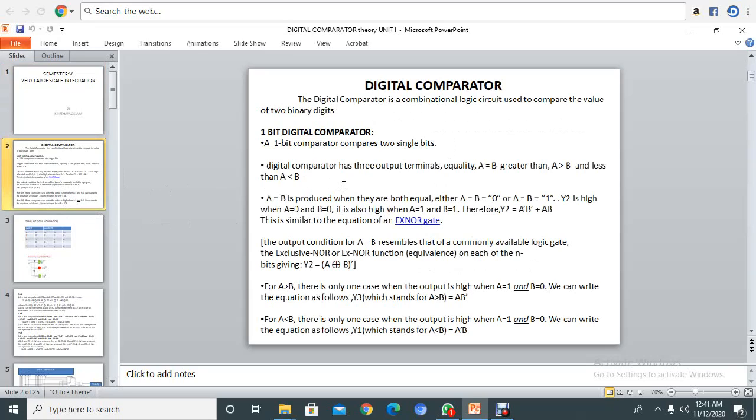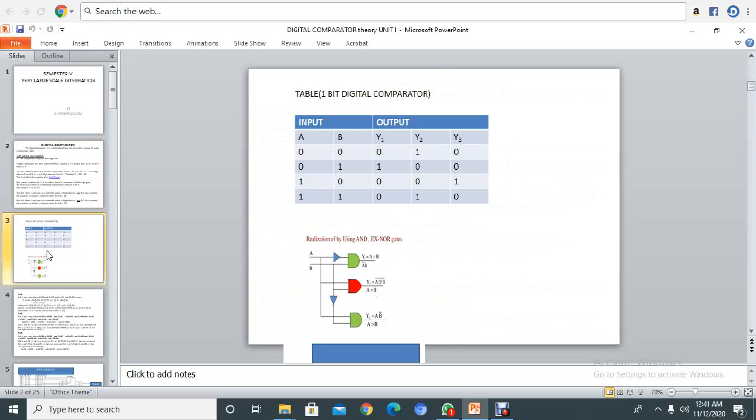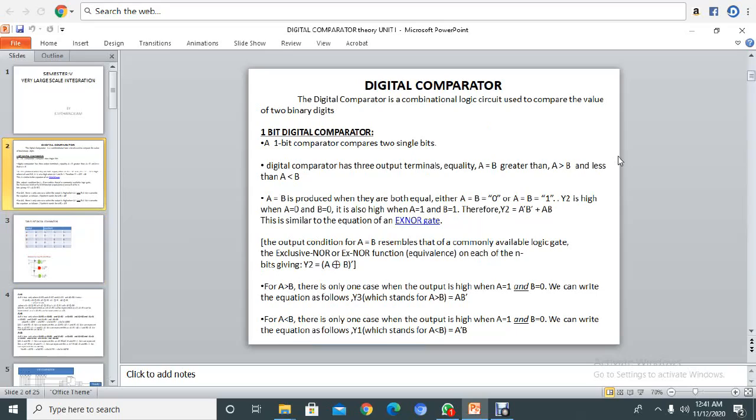Today we are going to learn about digital comparator. This is the circuit for single bit digital comparator. Comparator is used to compare two values.